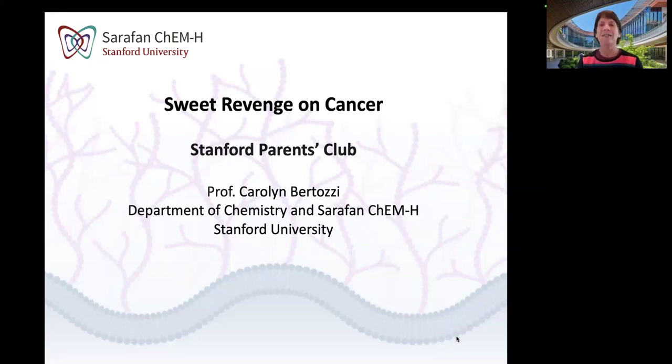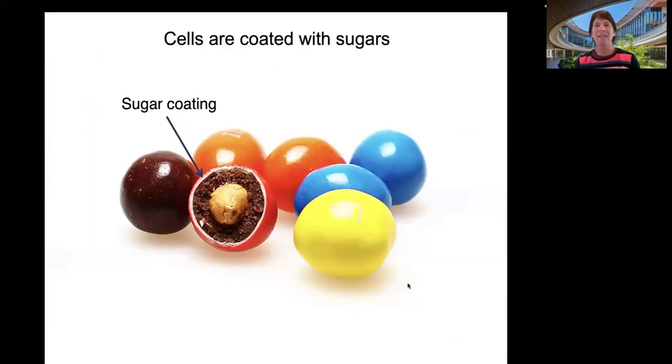And so when I describe how these sugars relate to the cell, I often like to start with the analogy to the peanut M&M, because not everybody here is familiar with cells and the structures of cells, but everybody has probably encountered the peanut M&M. And as you know, those M&Ms are covered with a sugar shell.